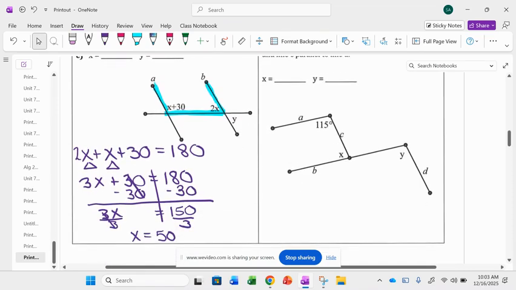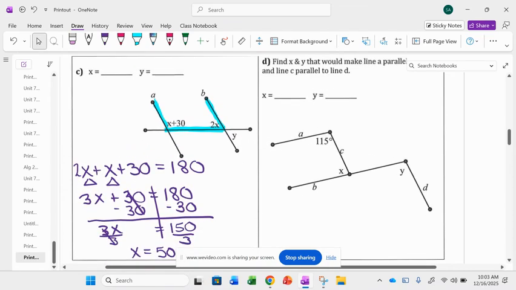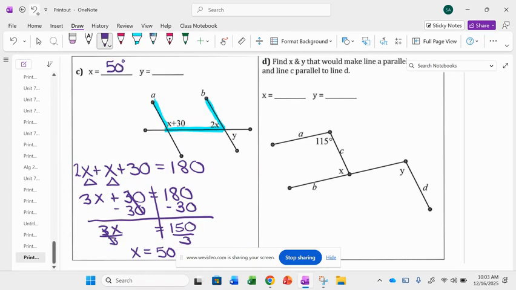So it says find X. We got X is 50. But now, does that mean these angles are 50? No. What's 2X? If X is 50, what's 2X? 100. What did we do? 2 times 50. And if X is 50, what's X plus 30?